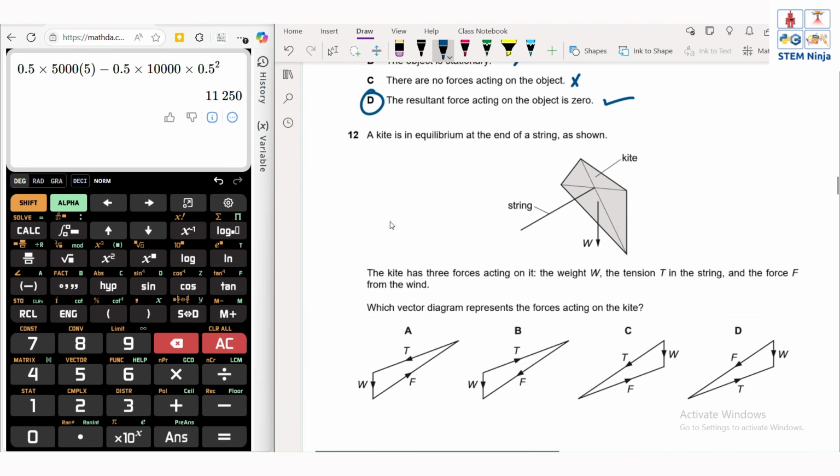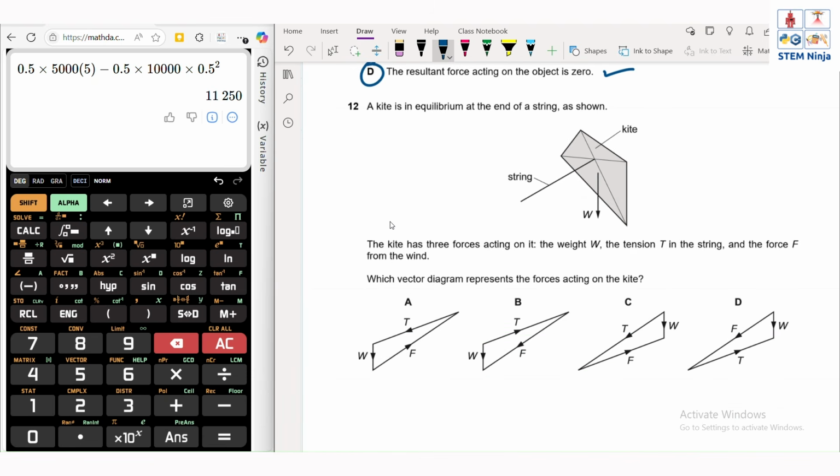A kite is in equilibrium at the end of a string. The kite has 3 forces acting on it: the weight, the tension T in the string, which is going to be going this way, and the force F from the wind. Force F from the wind is going to come this way because it's lifting it. Which vector diagram represents the forces acting on the kite?